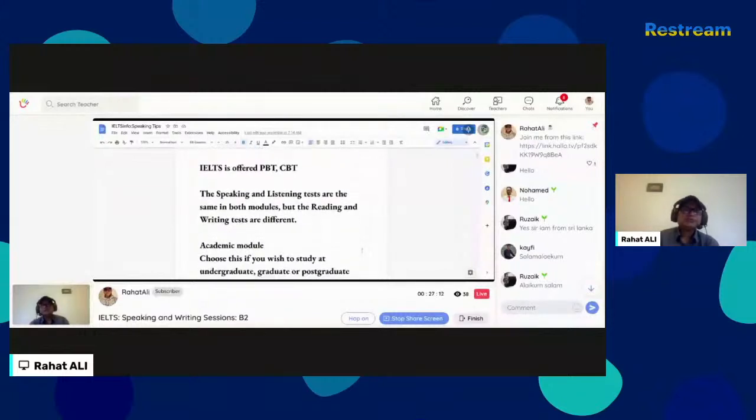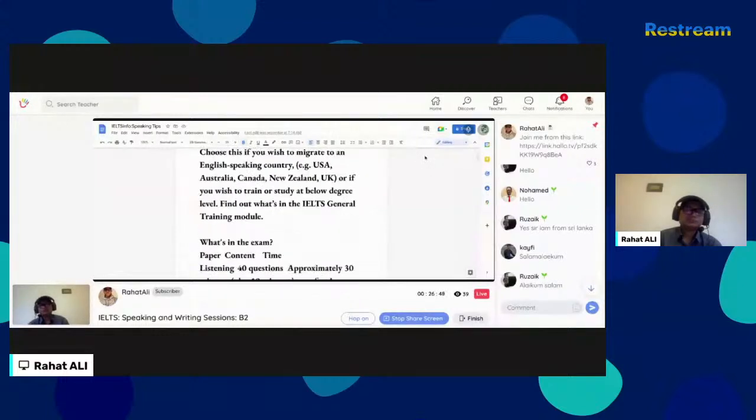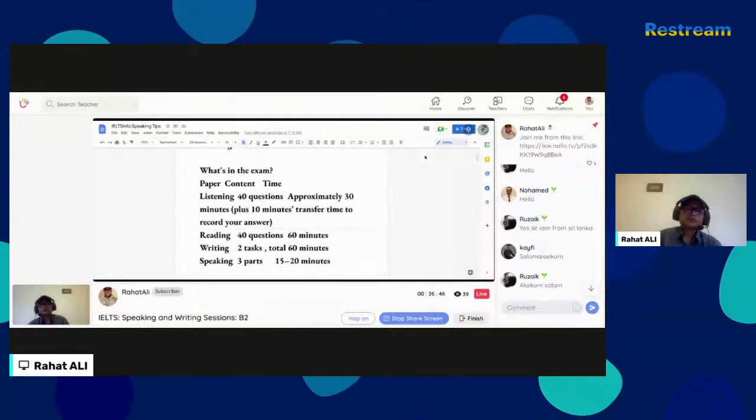So there are four parts of the IELTS exam: speaking, reading, writing, and listening. But the test is taken like this: listening part first, then reading, then writing. And in most cases, the speaking test takes place on another day. Okay, so for the listening part, there are 40 questions.